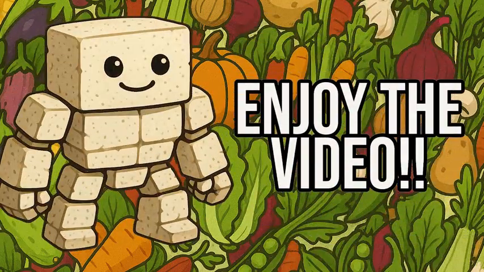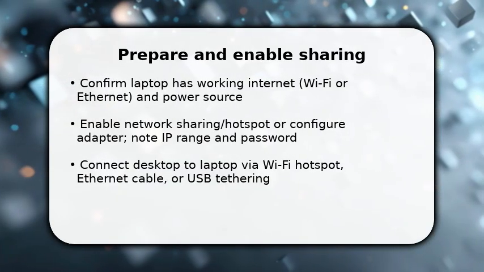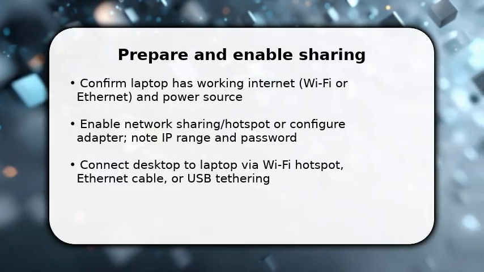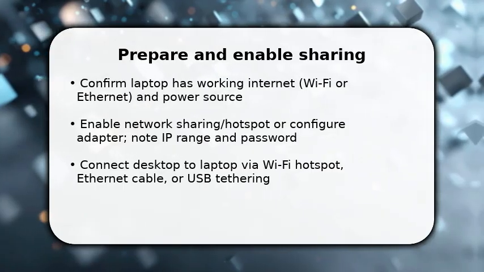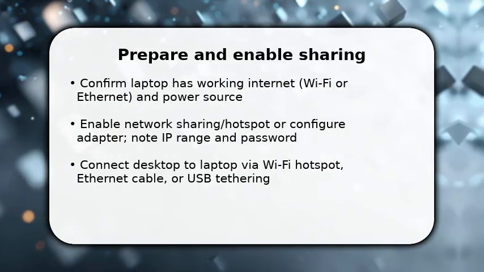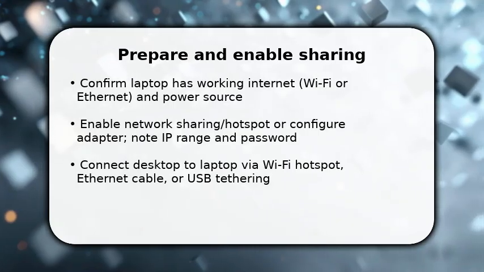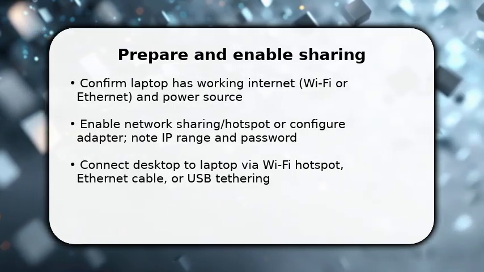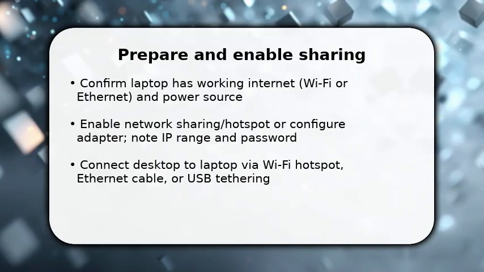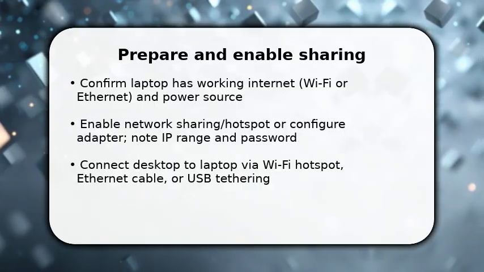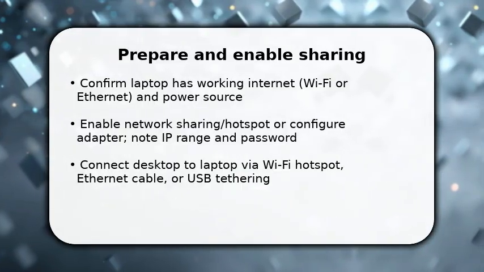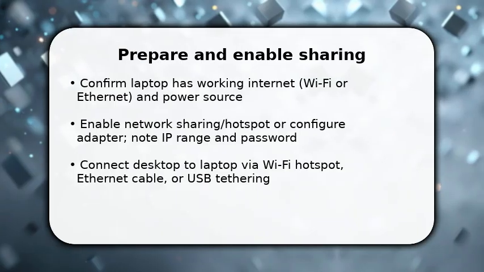Please enjoy the video. You start by confirming basics: laptop online, charged, and sharing features available. On your laptop, enable mobile hotspot or internet sharing. This creates an SSID and password. If using Ethernet, connect both machines with a crossover or standard cable through an adapter, then enable sharing on the host adapter. Once done, note the IP subnet and gateway. You'll need these if manual settings become necessary.